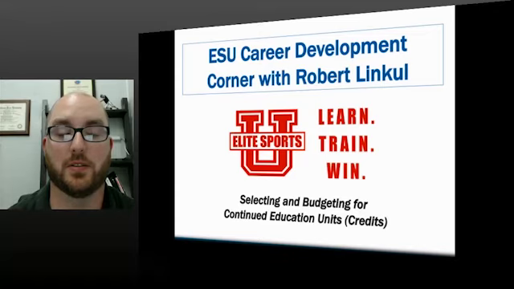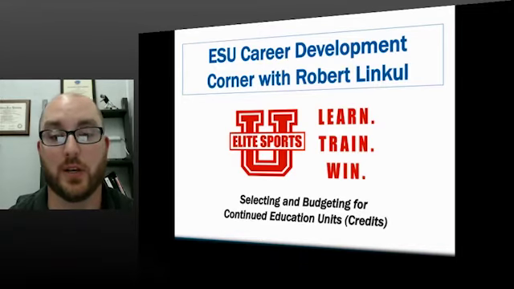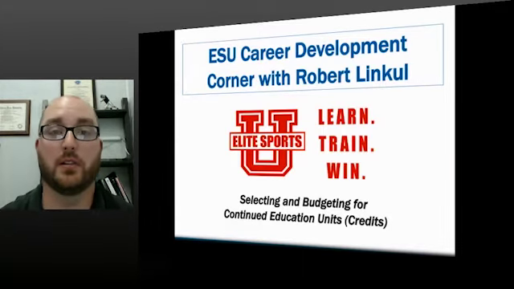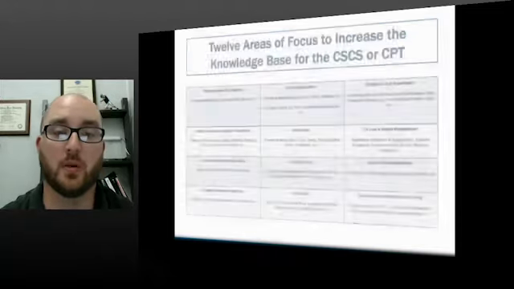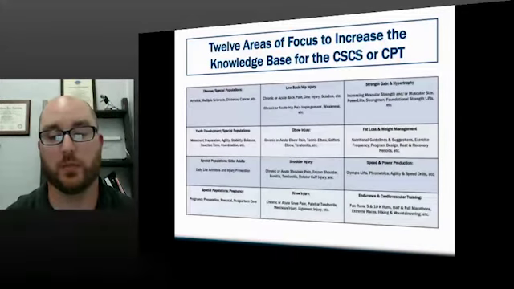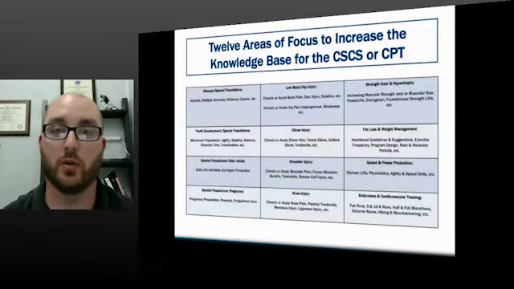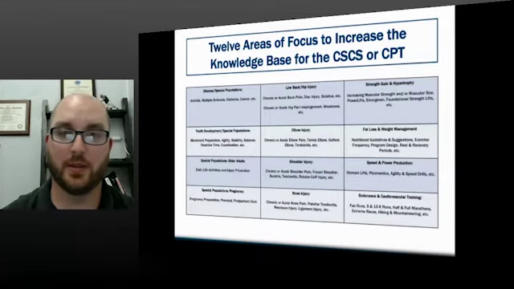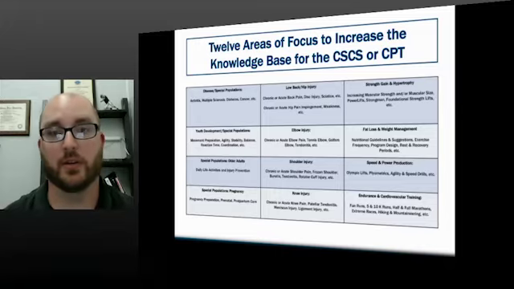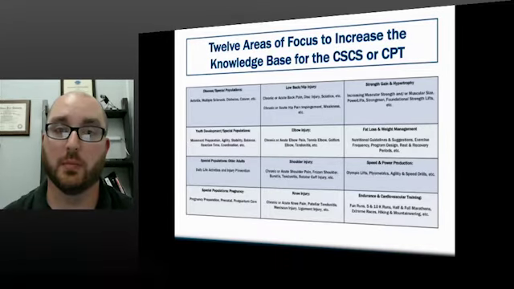Today we're going to talk about selecting and budgeting for some continued education units or credits, depending on the certification that you have. One thing that we want to think about here is that, depending on the certification you have, you have either a 2 or 3 year recertification cycle that you're going to be going through. Inside that 2 or 3 years, you're going to have a certain number of continued education units that you're going to need to budget for.